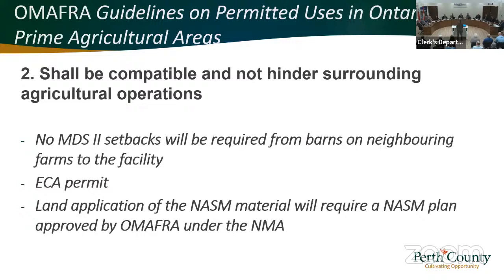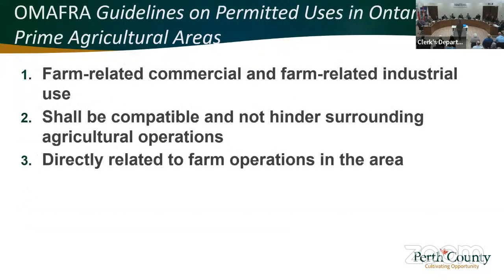The text on the slide now addresses the considerations here. So minimum distance separation, neighboring gardens will not be impacted. The ECA permit, as I mentioned, will address issues with regards to proximity to neighboring uses. And then finally, the Nutrient Management Act regulates the land application of NASM material through a NASM plan that would be prepared by the applicant and approved by OMAFRA. The next consideration, if we just go to the next slide, is that it's directly related to farm operations in the area.